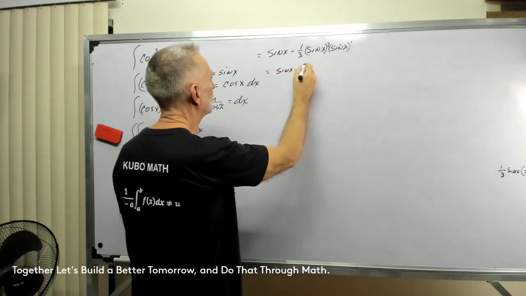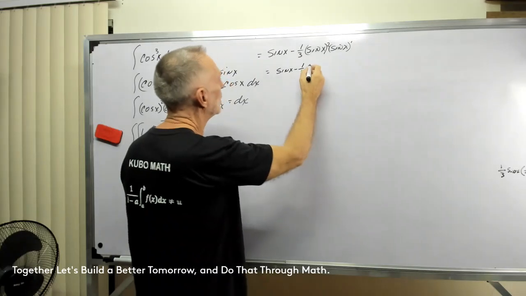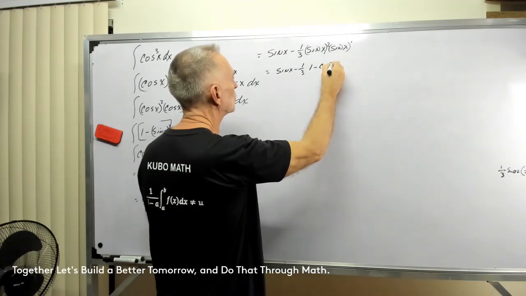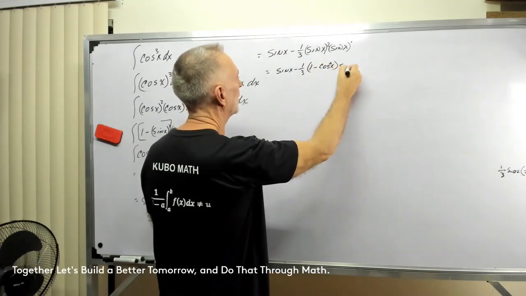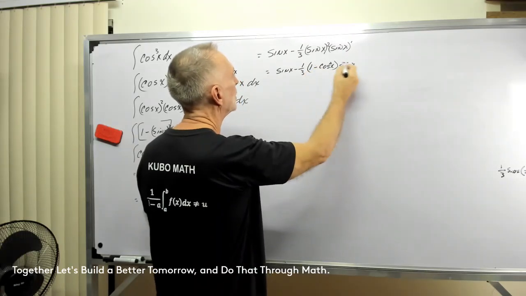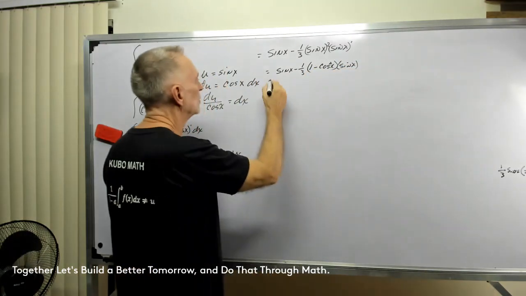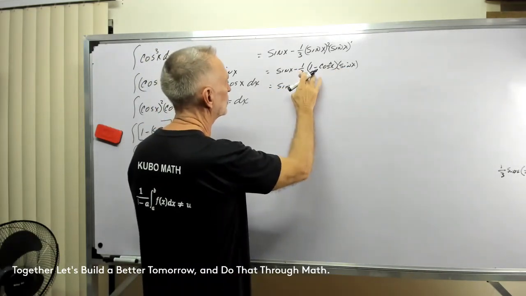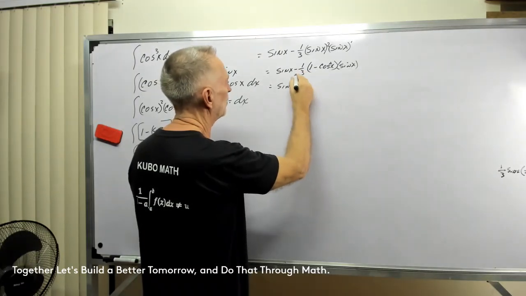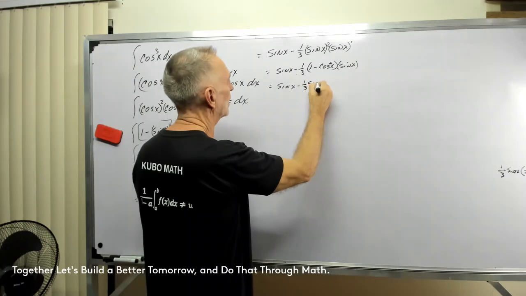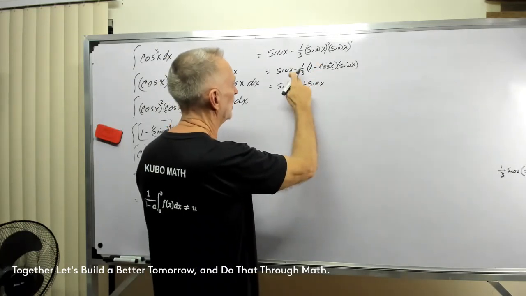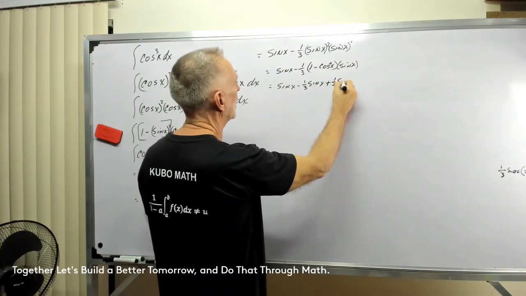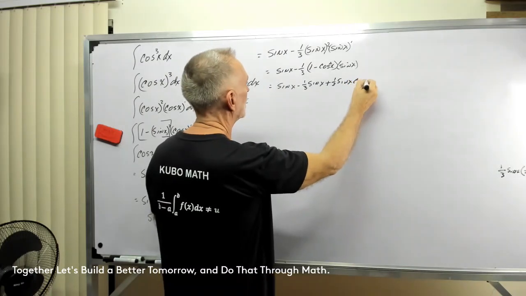So now I have sine x minus 1/3 times 1 minus cosine x, I'm going to put the squared term right here for the moment, sine x. So what does that give me? Sine x minus, distribute the sine x and the 1/3 to the inside, so I have minus 1/3 sine x. Now the negative times negative gives me a positive 1/3 sine x cosine squared x.